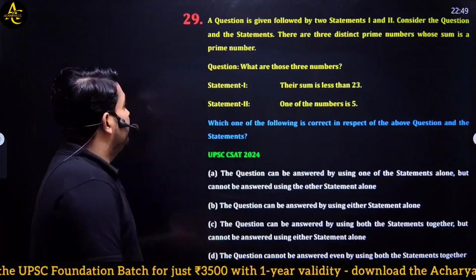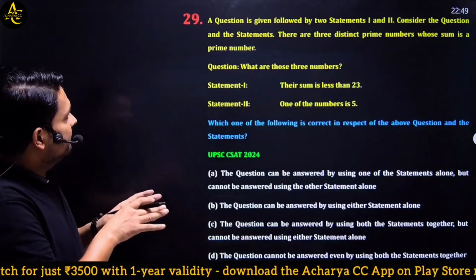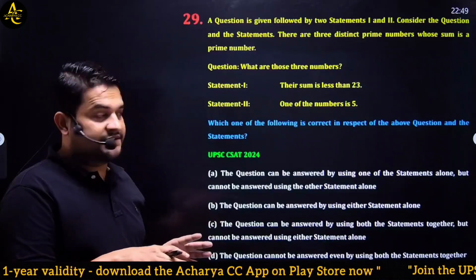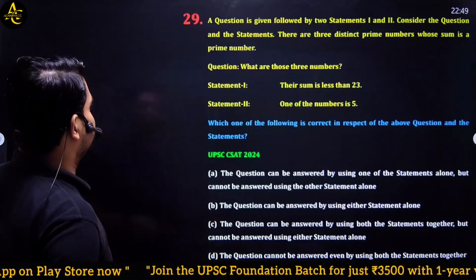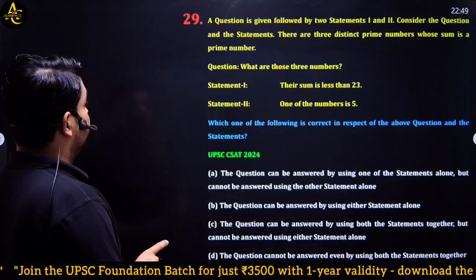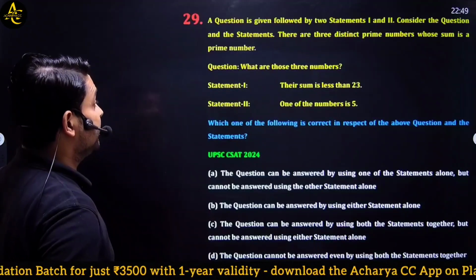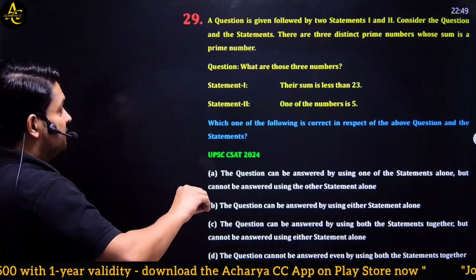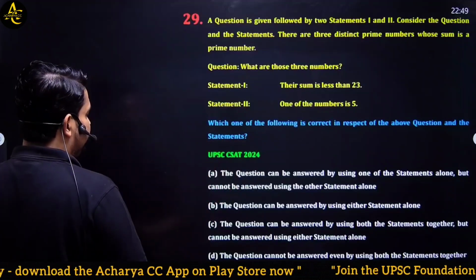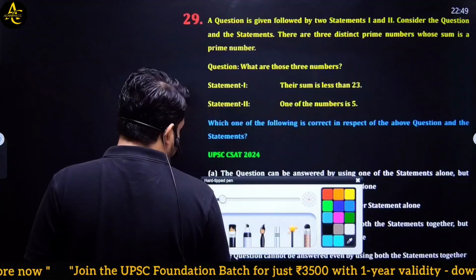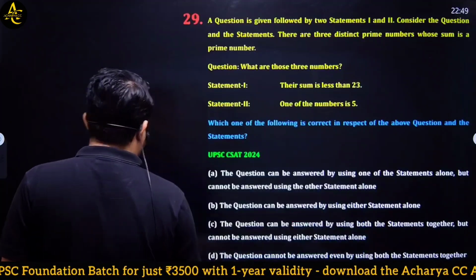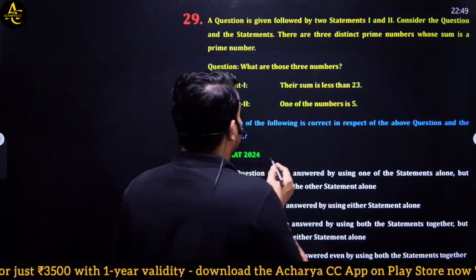A question is given followed by two statements, first and second. Consider the question and the statements. There are three distinct prime numbers whose sum is a prime number. See, we have three prime numbers. So I will write a set of prime numbers. What can it be?